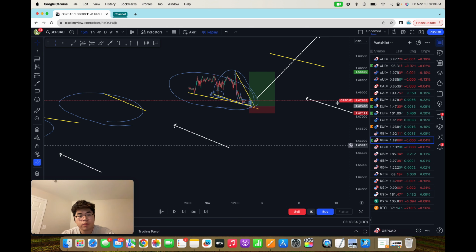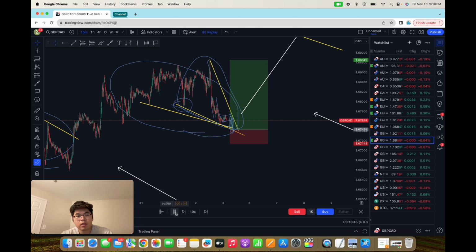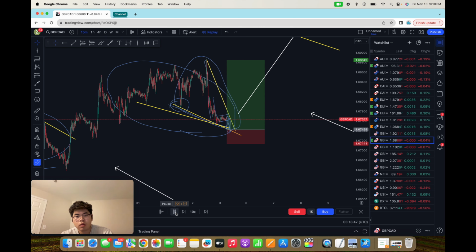So the first thing is, I kind of read this as impulse, correction, continuation, but I wanted things to develop. So as it develops, right?